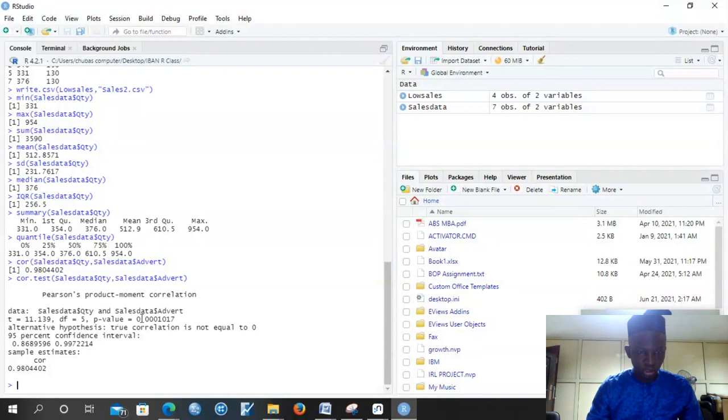Since the p-value is now significant, we are going to reject the null hypothesis. So we go with the alternate, which says it's not equal to 0. That means the correlation is statistically significant.